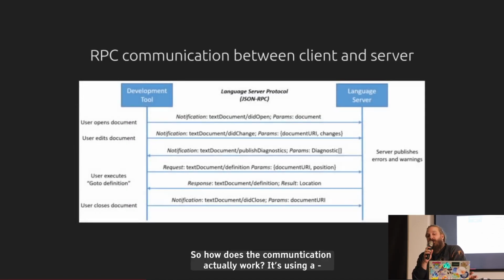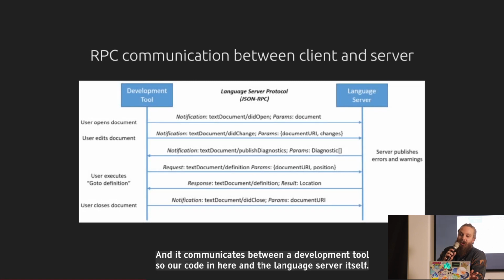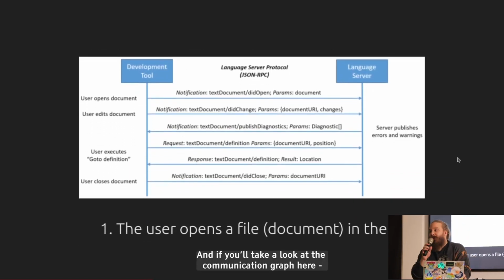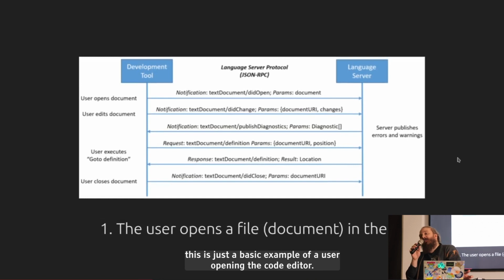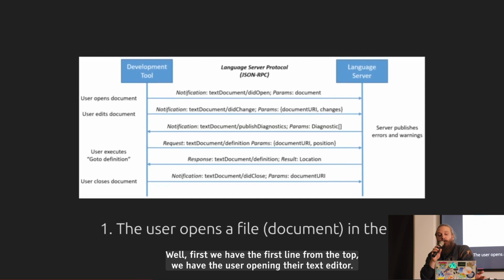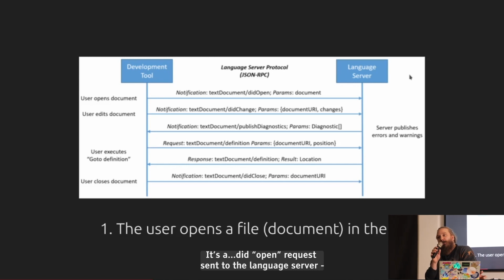So how does the communication actually work? It's using a technology called RPC, JSON RPC to be exact, and it communicates between a development tool, so our code editor, and the language server itself. If we take a look at the communication graph here, this is just a basic example of a user opening their code editor. First, on the first line from the top, we have the user opening their text editor. It's a did open request sent to the language server.